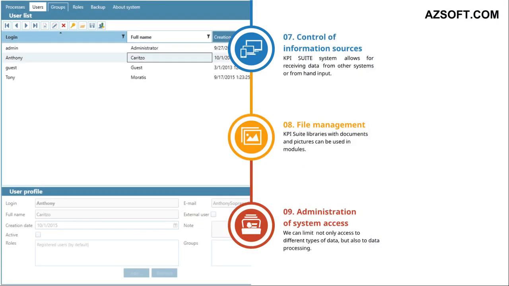07. Control of information sources. The KPI Suite system allows for receiving data from other systems or from hand input. 08. File management. KPI Suite libraries with documents and pictures can be used in modules. 09. Administration of system access. We can limit not only access to different types of data, but also data processing.